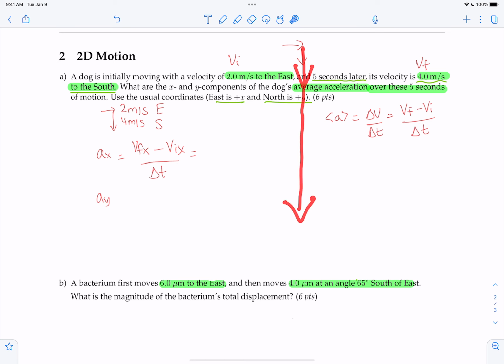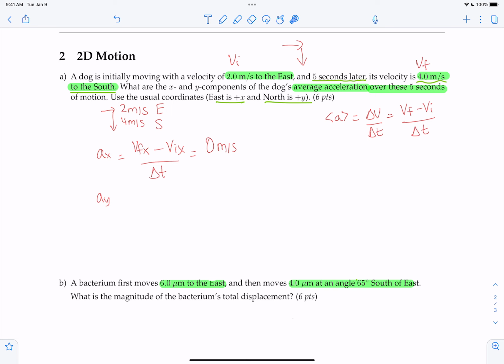Say if I extended this time to 20 seconds, after 20 seconds, without any change to my direction, is there any final X component to my velocity? No, right? I'm solely moving in that south direction after those 5 seconds. So VFX is 0 meters per second because we're no longer moving in any x direction, we're only moving in the south direction.